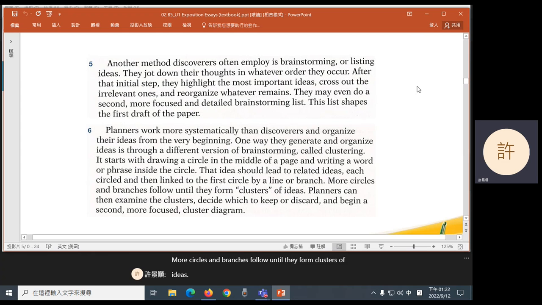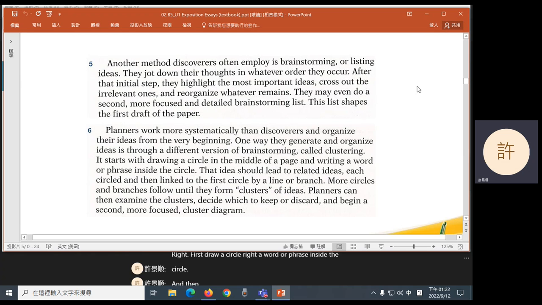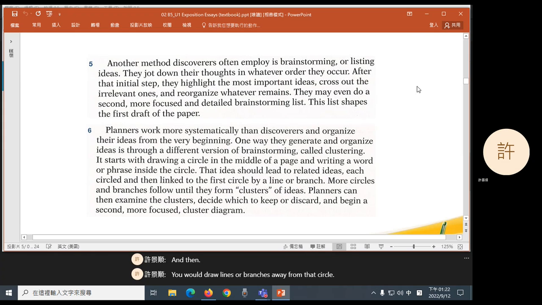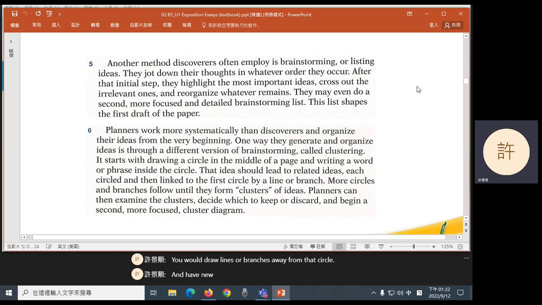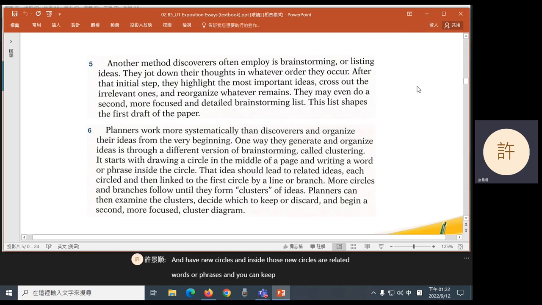So can you think of that picture? All right, first draw a circle, write a word or phrase inside the circle, and then you would draw lines or branches away from that circle and have new circles, and inside those new circles are related words or phrases. And you can keep going out until you have the ideas that you need for your essay.